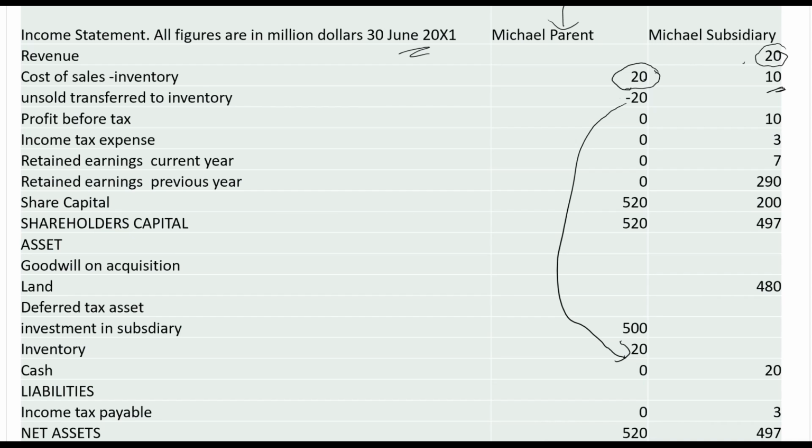Michael used the cash that was remaining here to buy the inventory. That 20 million was used to purchase inventory. And Michael's subsidiary sold inventory and received cash of 20 million. Because of the sale, Michael's subsidiary has income tax payable and income tax expense.